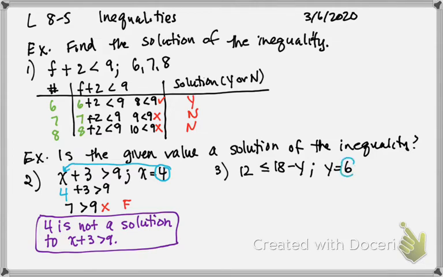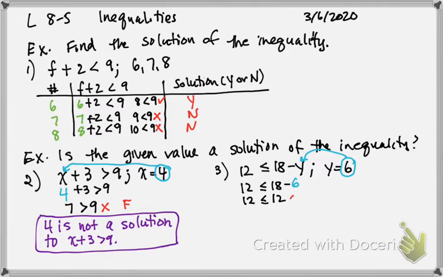So we're going to take the y value 6. Oops, I went too far. Let's try that again. And we're going to substitute it in for y and see what we come up with. Is 12 less than or equal to 18 minus 6? So when I do the math, I get 12 is less than or equal to, and 18 take away 6 is 12. So is that true? And the answer is, by golly gee, it is.